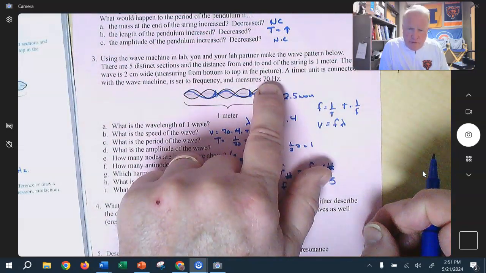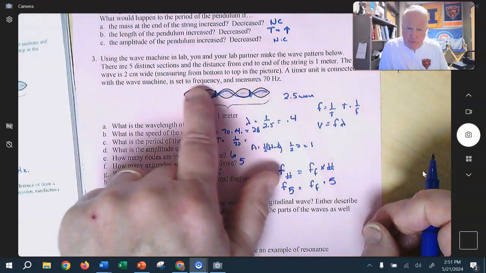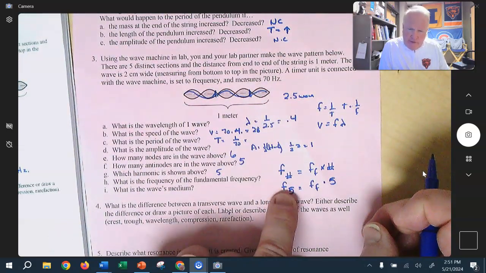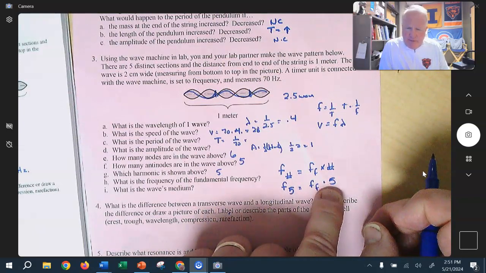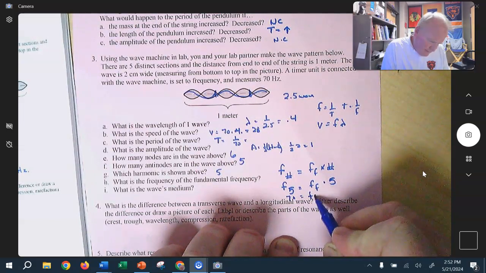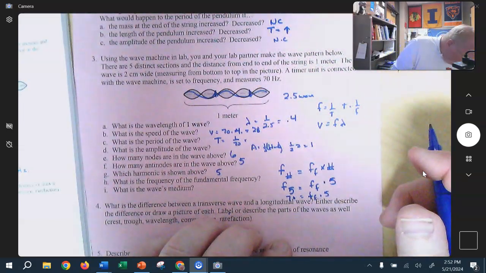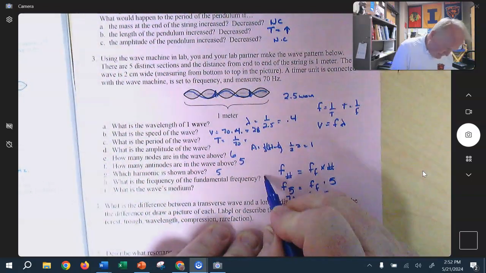And so they told us that it takes 70 hertz to drive this wave. So 70 is this number right here. The frequency of the fifth harmonic equals F times 5. So 70 equals F times 5. And so 70 divided by 5 is 14.